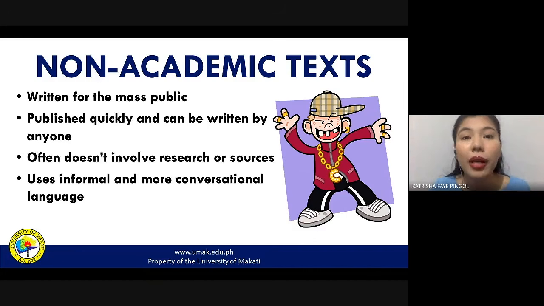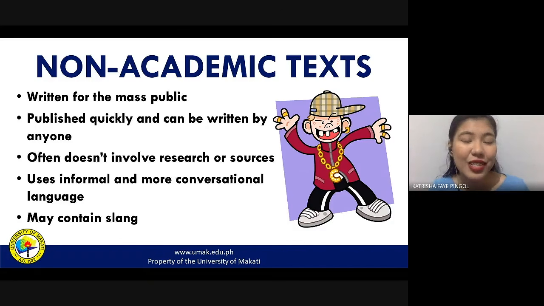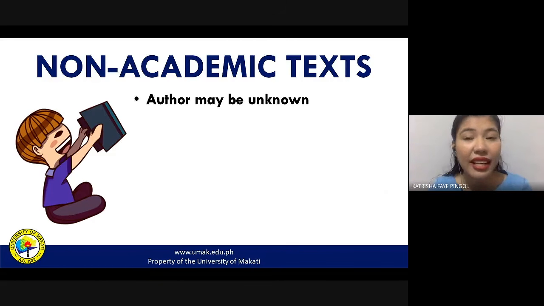Even the normal, typical person can understand that particular piece of work. It also may contain slang. So academic texts contain jargon, words or terms that are specific to that particular field. On the other hand, non-academic texts contain slang. So these are words and phrases that are commonly used by people during conversation, or words formed on the streets. In some non-academic texts, the author may also be unknown.